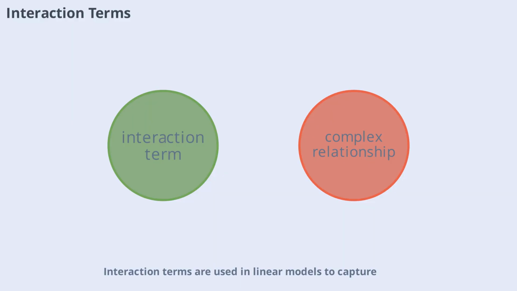Interaction terms are used in linear models to capture situations where the effect of one variable depends on another. For example, the impact of education on income might be different for men and women. By including an interaction term, economists can model these more complex relationships and gain deeper insights into economic behavior. Interaction terms make linear models more flexible and realistic.